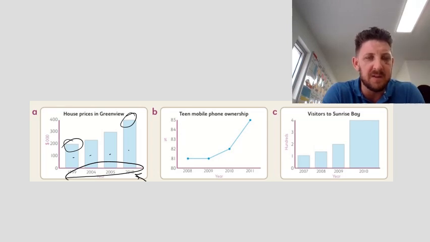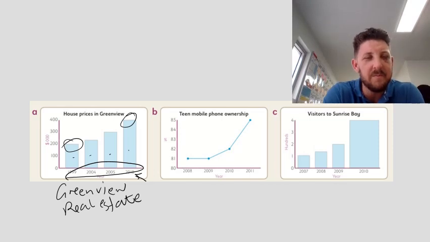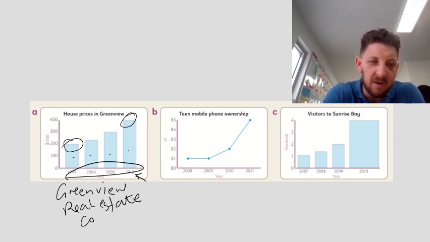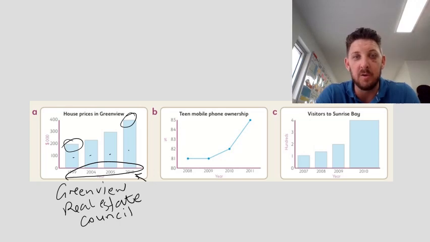But the person who's probably saying that these houses would be the people that live in Greenview, maybe the real estate agents looking to sell your house for more, maybe even the local council, because the local council like to make sure that if your house price is going up, then they charge you more for your rates or to own your land.